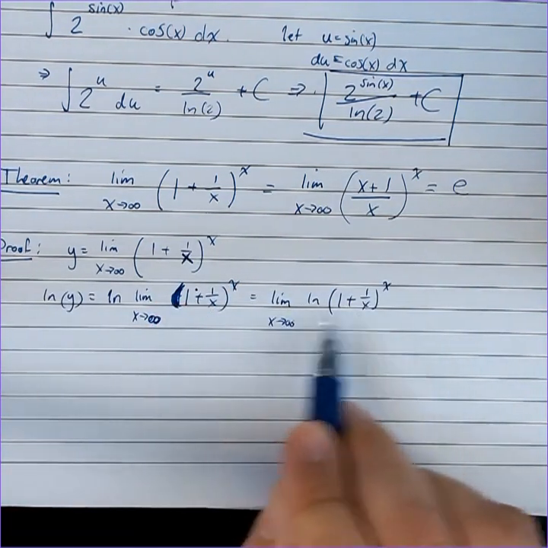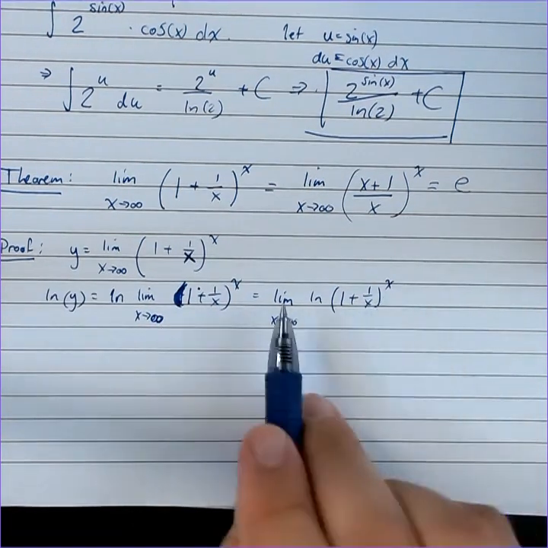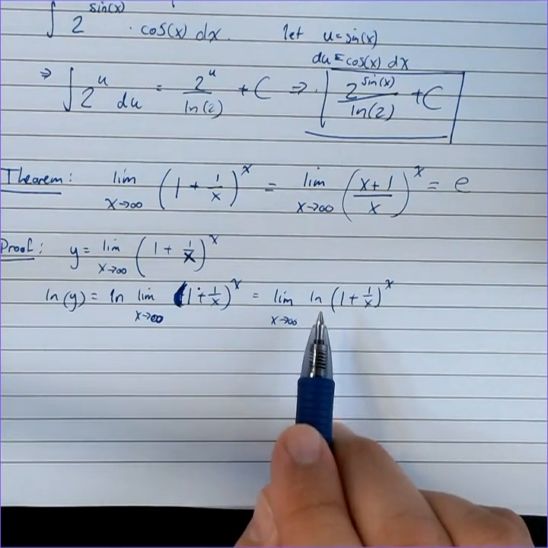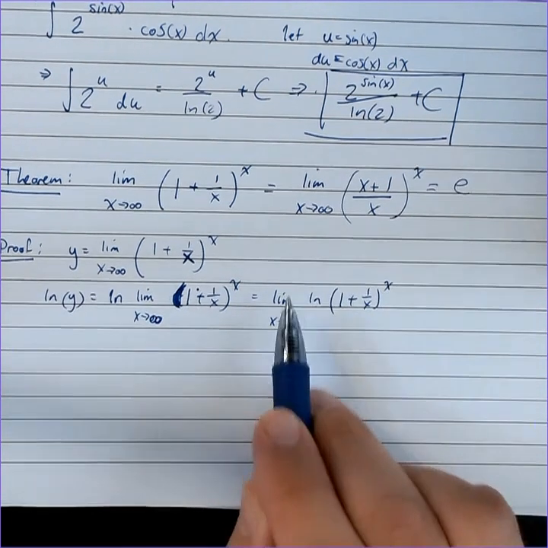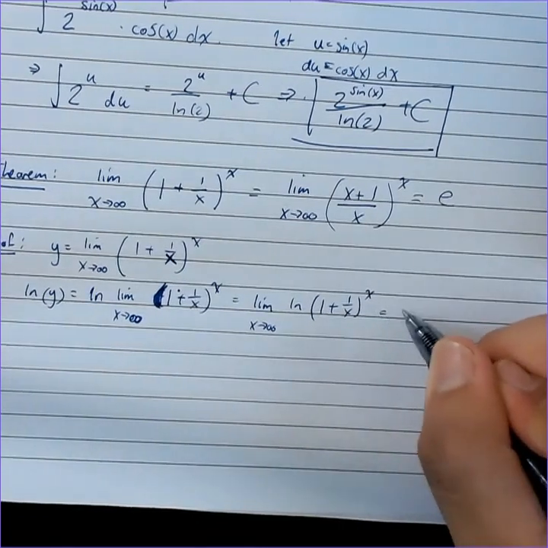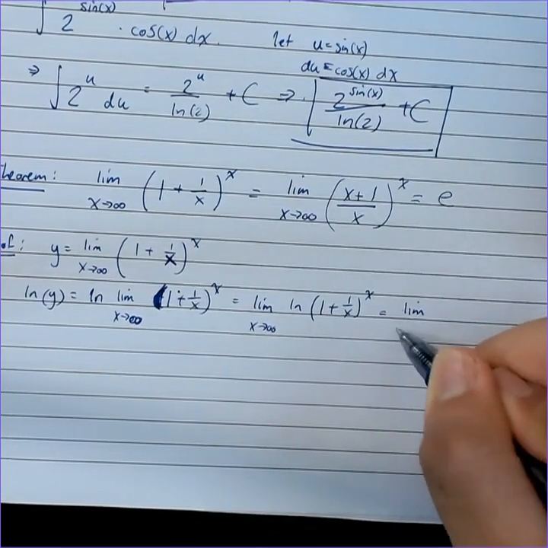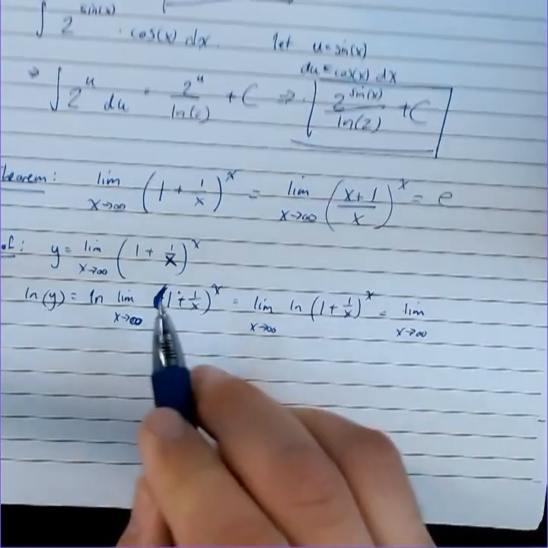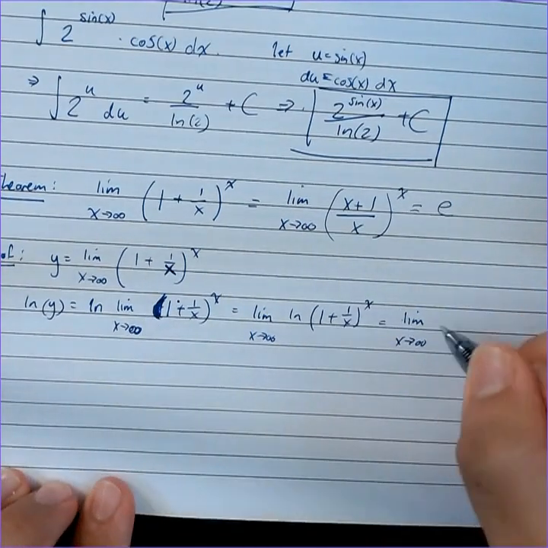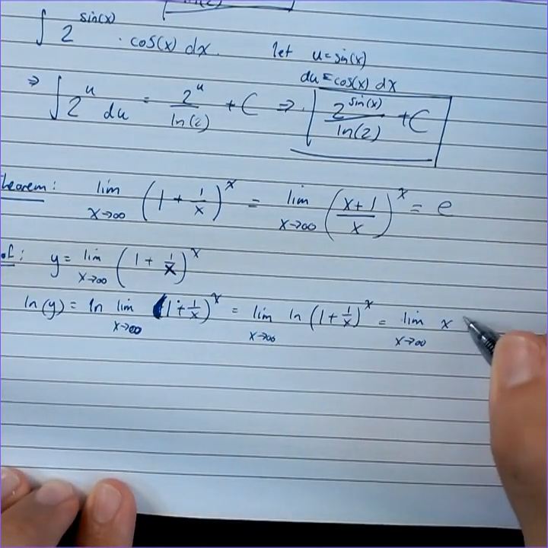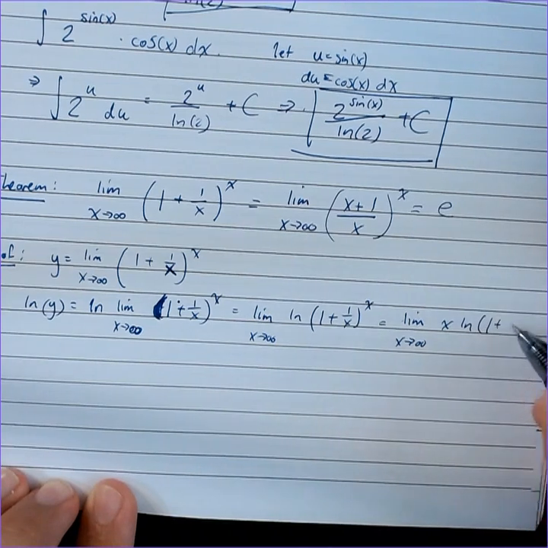So here, this is equal to this, and now because of one property that we saw just a few minutes ago, we can take this and just bring it down. So we can write this as the limit as x approaches infinity, and now you see why I wanted to write x in the front, because that's where it ends up: x times the natural log of 1 plus 1 over x.